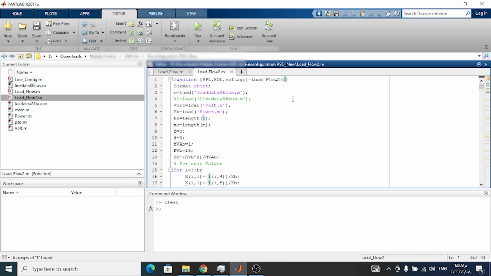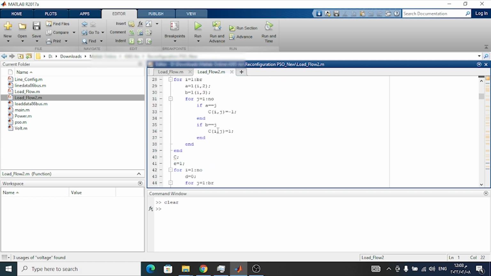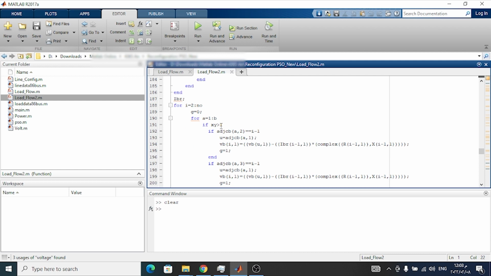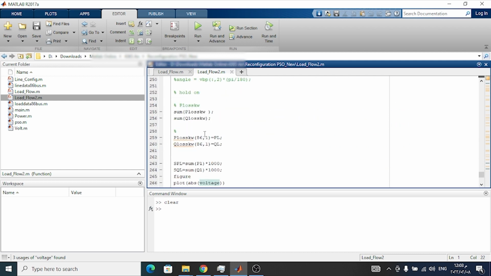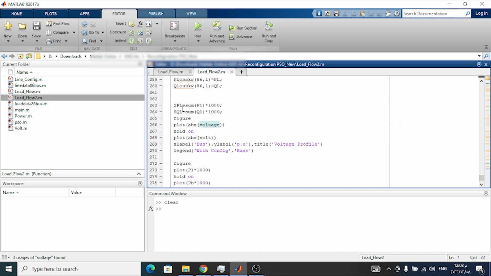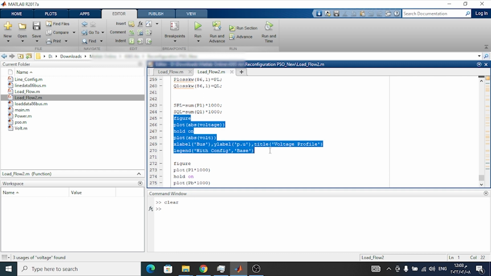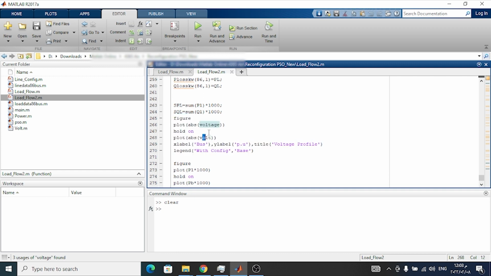The same thing, we loaded the load data, and we entered the line configuration, which is the best line configuration, and after that we calculated the power loss, total power loss, total reactive power loss, and the voltage at each bus. It is the same calculation as load flow 1, but the result is different. As you see here, the result is the sum of power loss multiplied by the base, and the sum of reactive power loss multiplied by the base, and after that we plotted the voltages for the base case.